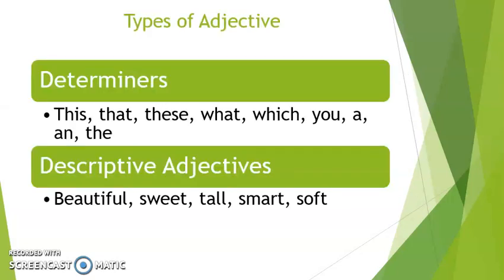Okay, now basically there are two types of adjectives. Adjectives are divided basically into two. They are called determiners and descriptive adjectives. What are determiners? These are words that you make use of on a daily basis. This is my book. That is my pen. So look at that. This, that, these, what, which, you, and the, all these determiners also become adjectives.